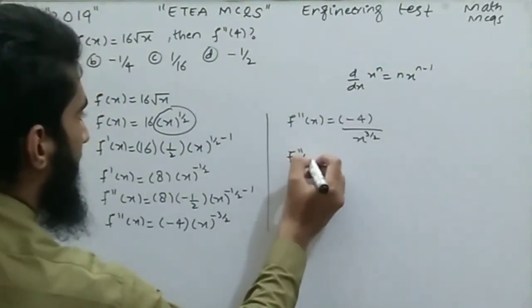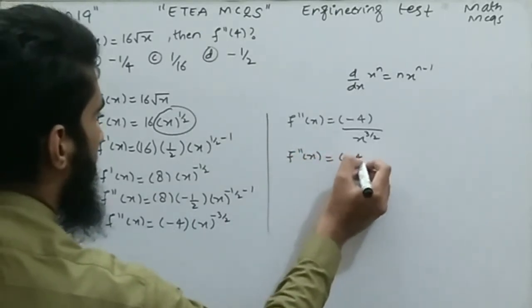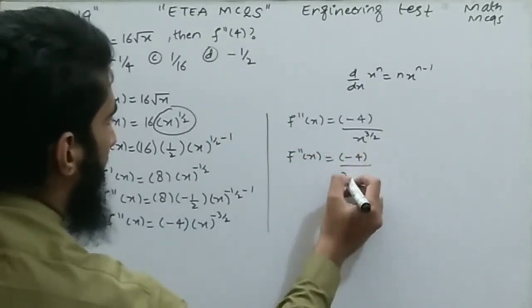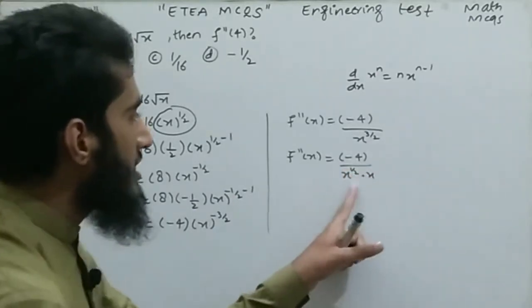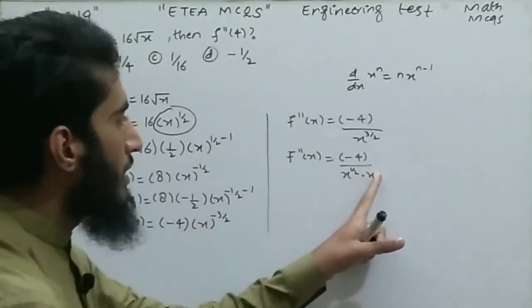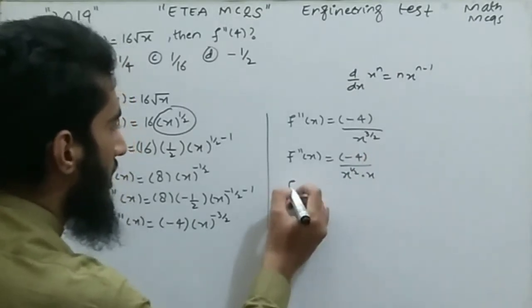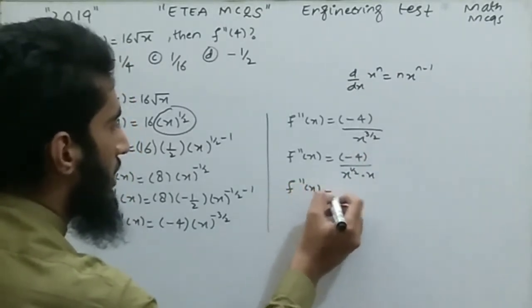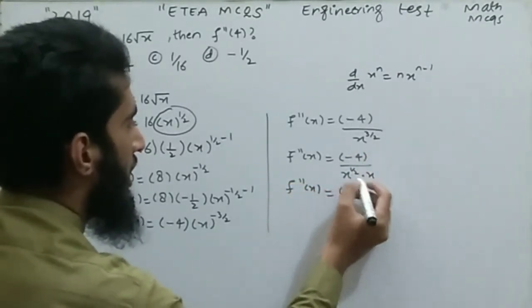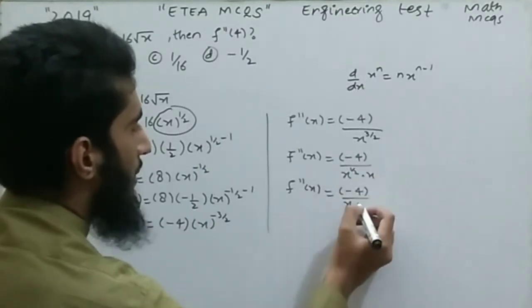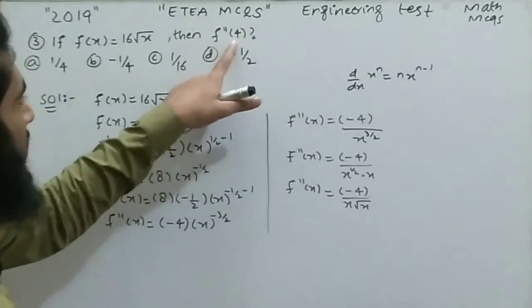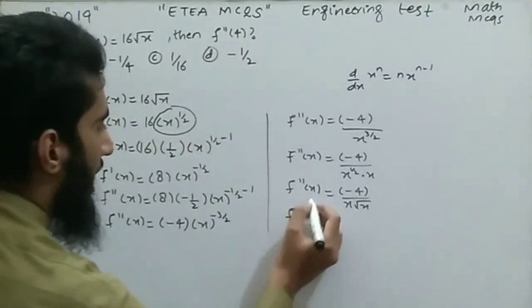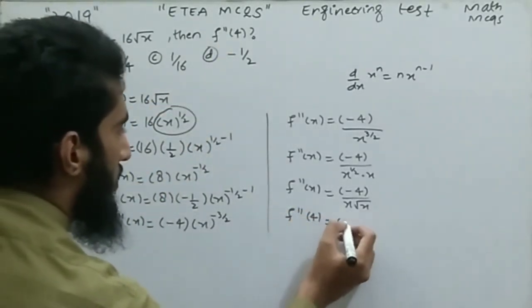Now again it can be written as f double prime of x equal to minus 4 divided by x power 3 by 2, which can be written in split form as x power 1 by 2 into x. Because the bases are the same, the powers will be added: 1 by 2 plus 1 again gives us 3 by 2. So it becomes minus 4 divided by x, which will come down as it is, and x power 1 by 2 can be written in the form of square root of x.